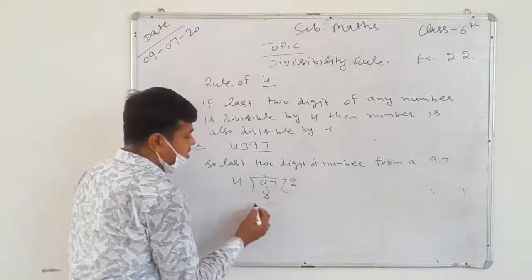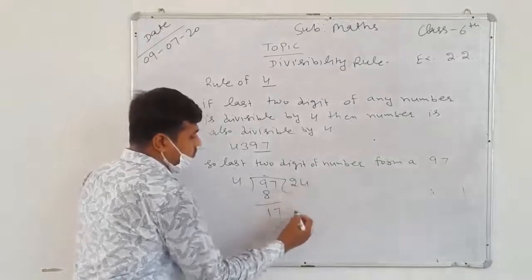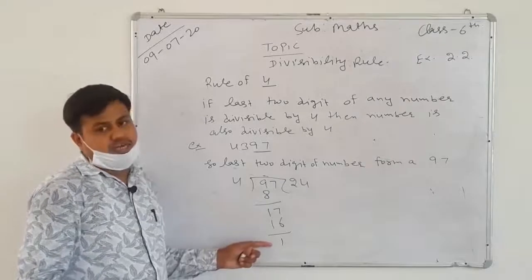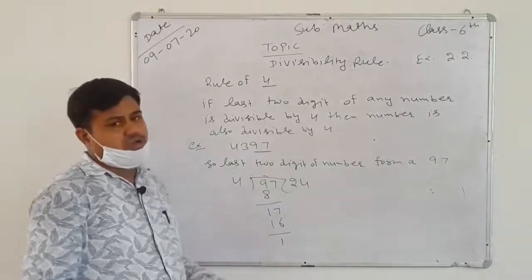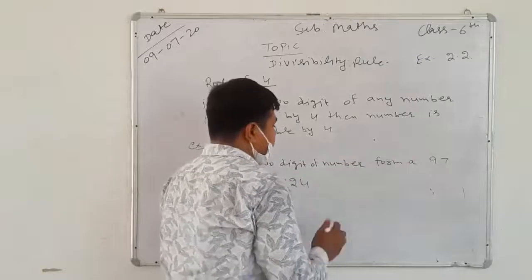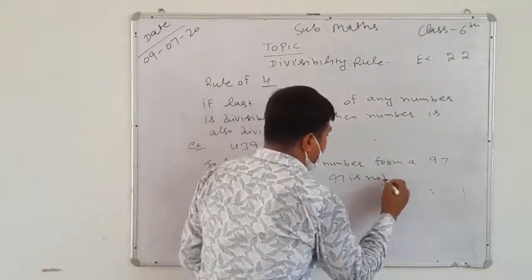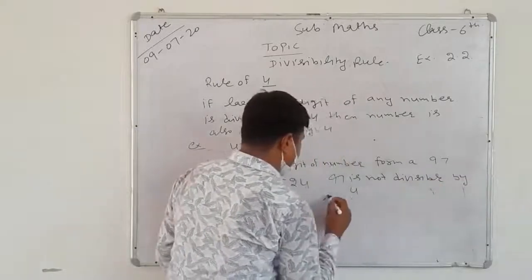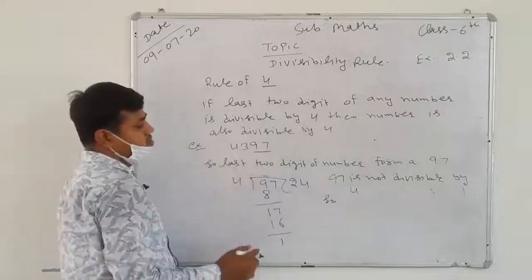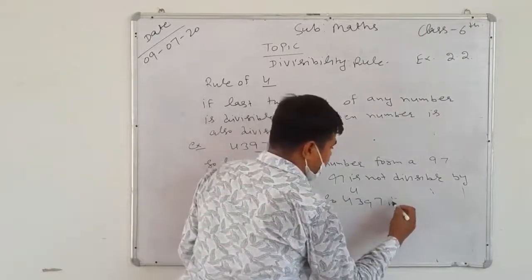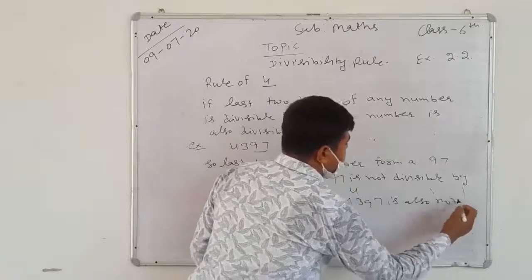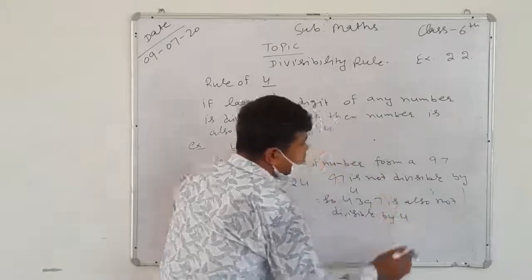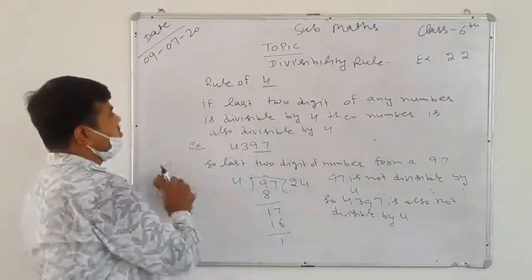4 twos are 8, 9 minus 8 is 1, bring down 7, 4 fours are 16, remainder 1. It is not completely divisible because here the remainder is 1. So we write that 97 is not divisible by 4. So the given number 4397 is also not divisible by 4. This is the rule of 4. Now the rule of 5.